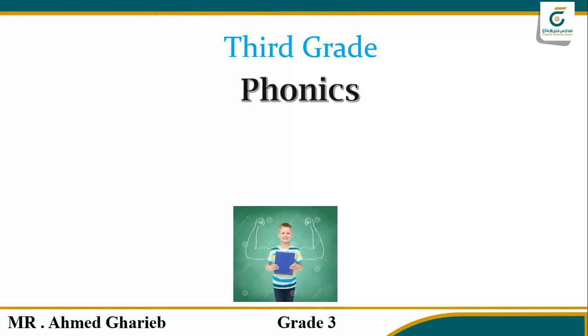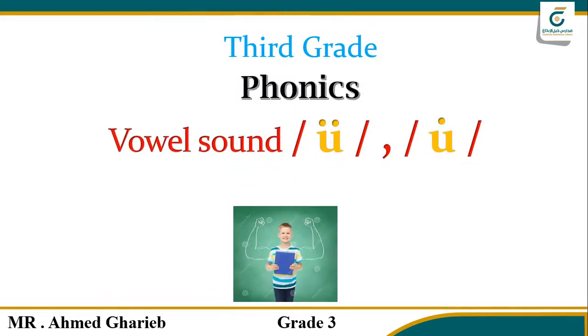Today we have a phonics lesson and it will be about two vowel sounds. One is long, oo, and one is short, oh. We give the symbol of U with two dots above it to the sound oo, the long one, and U with only one dot above it to the short vowel oh. Long vowels take the two dots but the short just one. Okay, so now watch carefully and listen well. Let's get started.